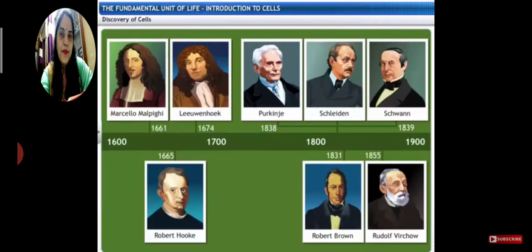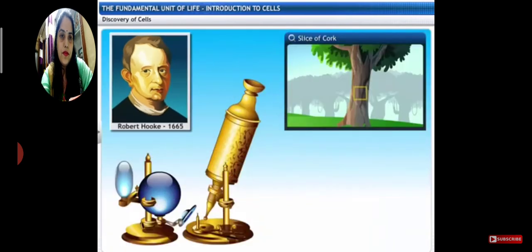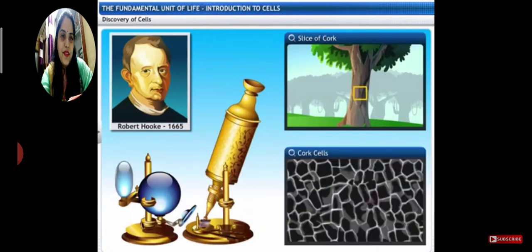Note it down. In 1665, Robert Hooke, an English scientist, looked at a thin slice of cork through a compound microscope. See the compound microscope. He observed many tiny, hollow, room-like structures that resembled a honeycomb and called them cells. Hooke actually saw only the outer cell walls because cork cells are not alive.